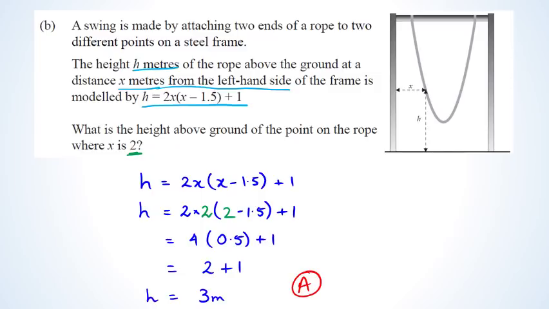I know it looks like some people get put off by the words, but just read through it, find out what it is that they're asking you to do, and work on it. All right, now we go to 2C.